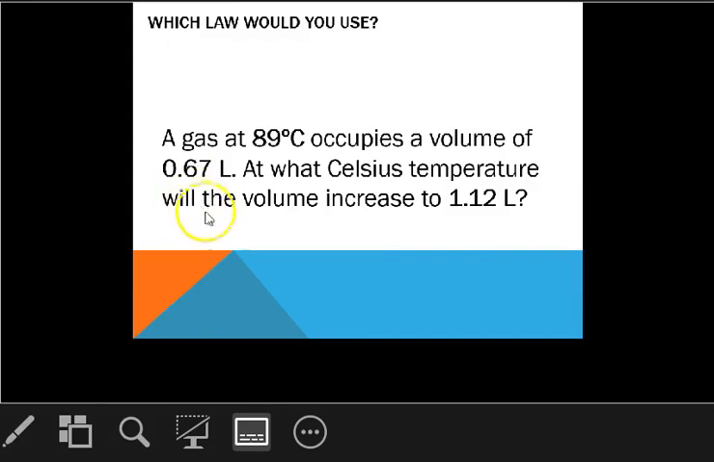Which gas law would you use to solve this problem? Assess the variables.